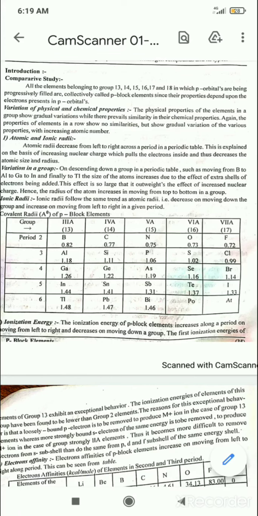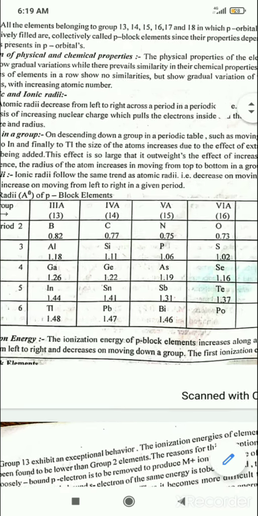Dear students, we have discussed the atomic radius and ionic radius of p block elements. You can see these p block elements in the periodic table in front of you. See the radius of boron, it is 0.82.